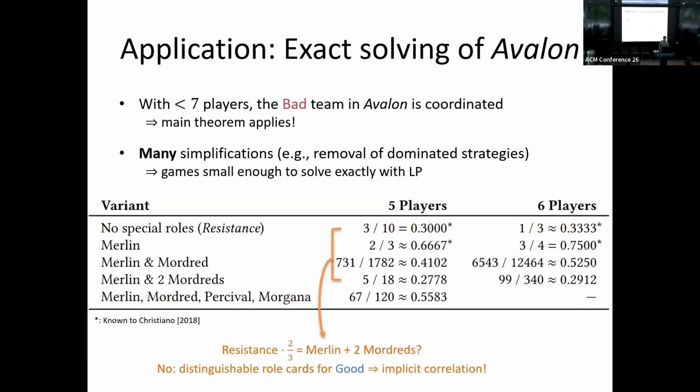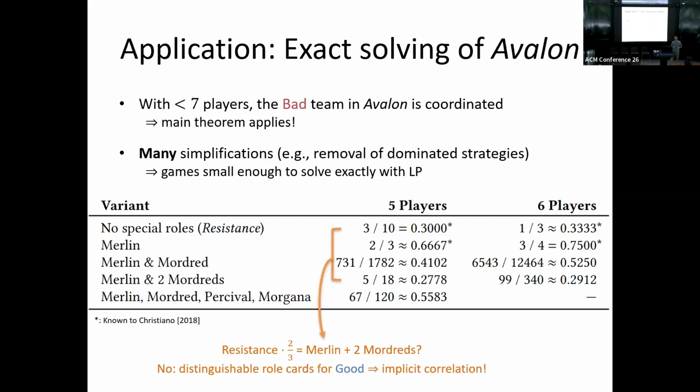But okay, we have the other ones. And yeah, 7 players, you can probably solve if you make the assumption that the bad team is coordinated. But that's probably too strong of an assumption by a little bit because again, the bad team doesn't necessarily know who has the special card.